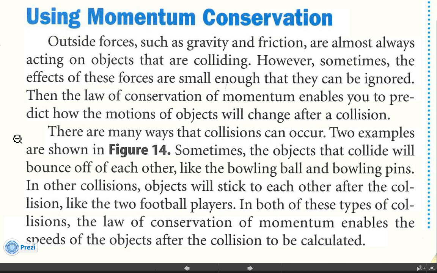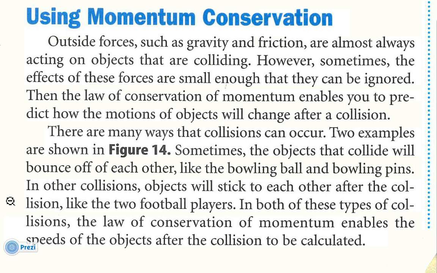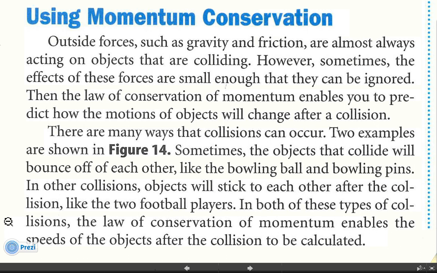There are many ways that collisions can occur. Two examples are shown in figure 14. Sometimes the objects that collide will bounce off each other, like the bowling ball and bowling pins. In other collisions, objects stick together after they collide, like two football players. In both these types of collisions, the law of conservation of momentum enables the speeds of the objects after the collision to be calculated.